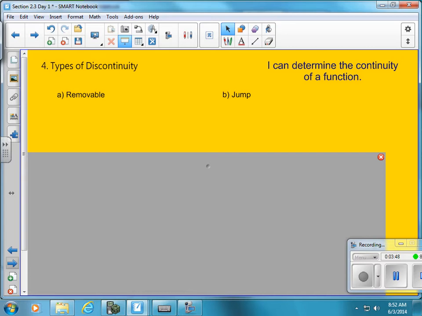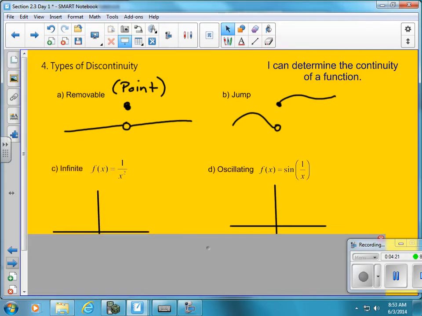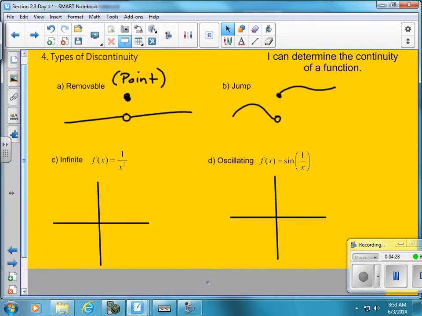Okay, so these are 4 types of discontinuity. If you're not continuous, you must be discontinuous. So the first one is a removable point. That's where you have a point. Some people also call this a point discontinuity. Either one is fine. The next one is called a jump, where your entire function actually jumps to another level. That's a jump discontinuity. We also have 2 other types, infinite discontinuities and oscillating. So an infinite discontinuity is when you have like an asymptote.